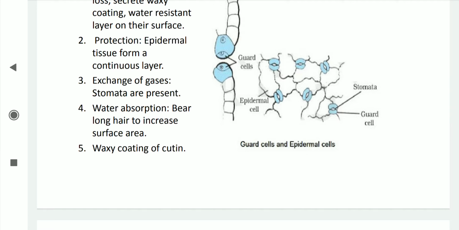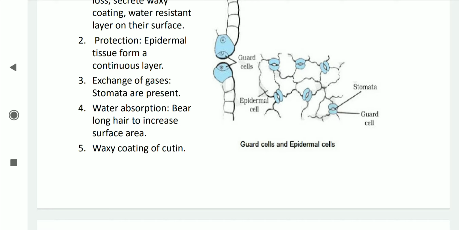And these stomata help in the exchange of gases with the atmosphere, and also transpiration takes place with the help of these stomata. Excess water moves out through these stomata. Okay. Now third is epidermal cells of root. Water absorption, the fourth point I have given, water absorption.